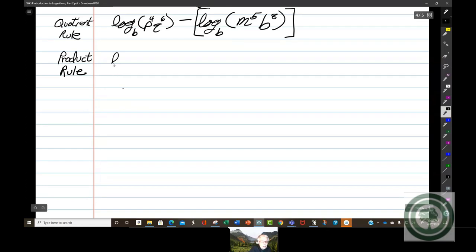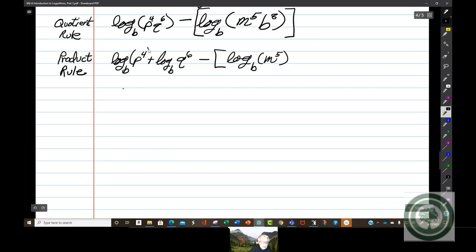So we're going to have log base B of P to the fourth. No, it's not a capital. Of P to the fourth plus log base B of Q to the sixth minus bracket log base B of M to the fifth.